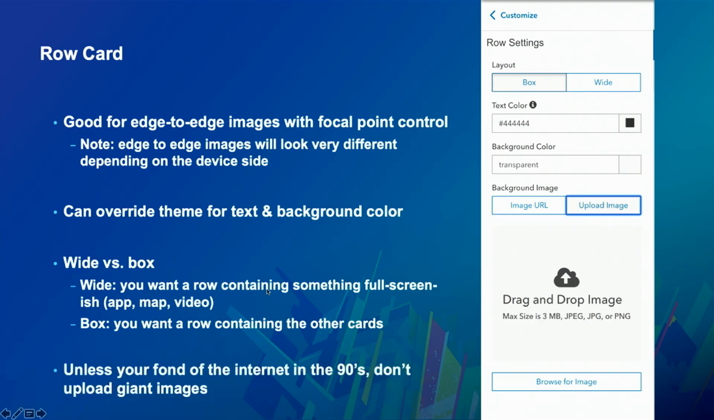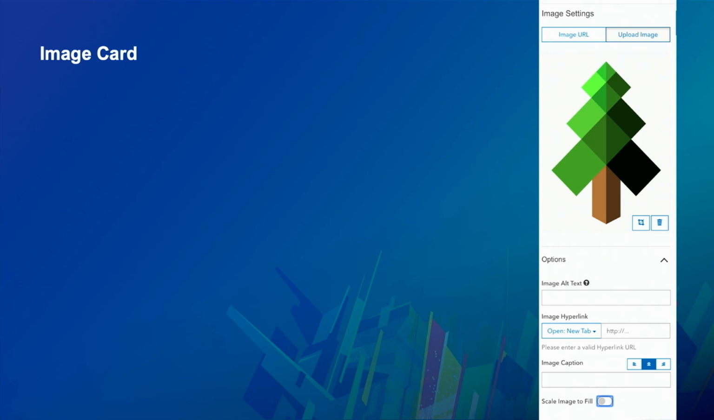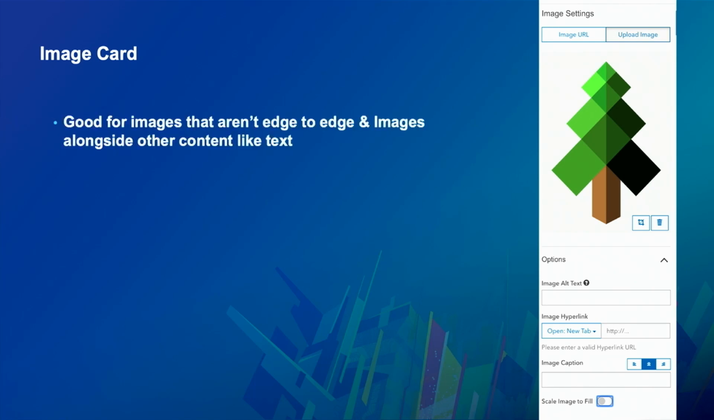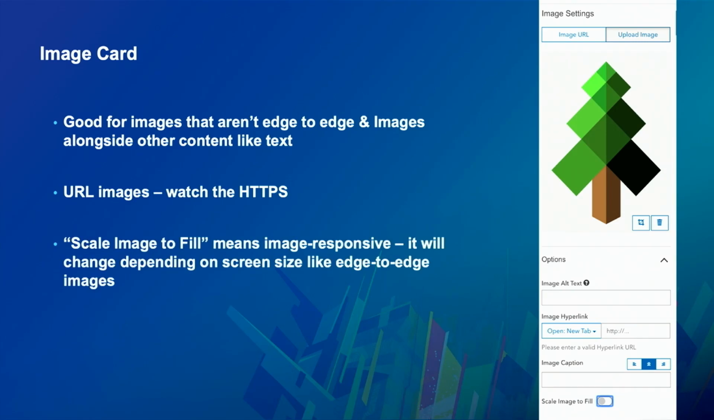And then unless you're fond of the internet in the 90s, don't upload giant images. So there's a kind of size restriction. I actually saw one of my colleagues made that hub demo site that shows you all the other sites, and the top image comes down like 1997 or before. The image card is good for images that aren't edge to edge, and it can be images alongside text, and it reflows. Watch the HTTPS if you don't do that. Scale image to fill makes that image responsive. It applies that class for you in the card.